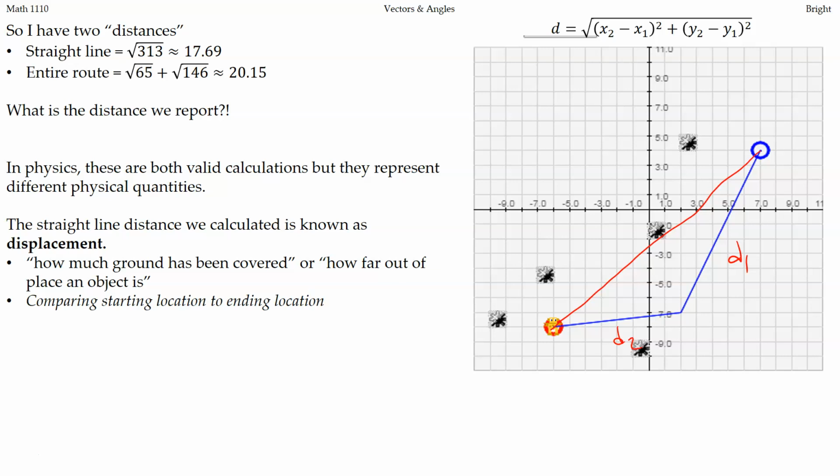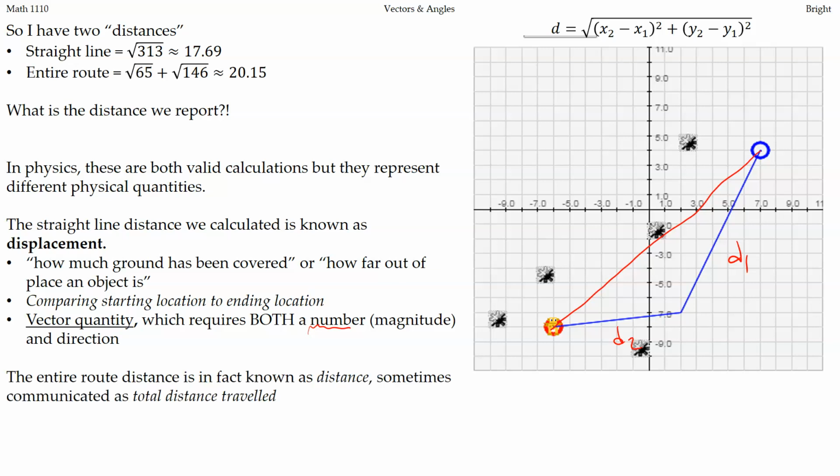The reason we're talking about this here is that displacement is a vector quantity, meaning it requires a number, which we call a magnitude, and a direction to fully describe. So we need to say, oh, we're heading 5 miles north. That's a perfect example of a vector quantity. By comparison, the entire route that we went, D1 plus D2, that's the distance, and sometimes we might make a further distinction and call that total distance traveled.